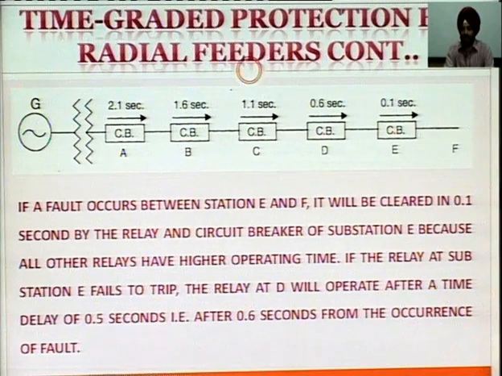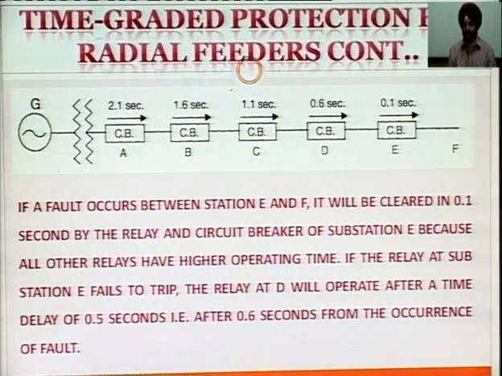So let us say the fault occurs between section E and F. It will be cleared in 0.1 seconds. That is why the relay of the circuit breaker at point E will be operational after 0.1 second, and after 0.1 second it will operate the trip coil of the circuit breaker E. So in this way when the trip coil of circuit breaker E operates, the fault is cleared by this circuit breaker within 0.1 second, because all the other relays have a higher operating time. So that is why only the circuit breaker at point E will operate.